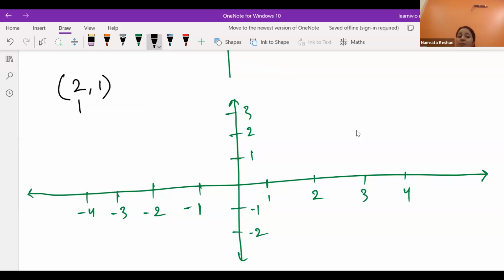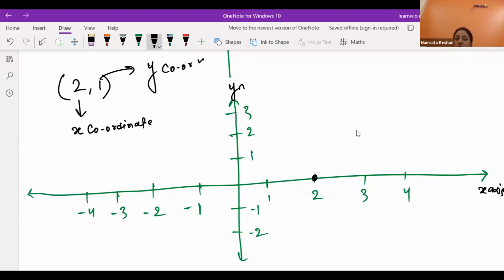Always the first one represents the x coordinate, and the second one represents the y coordinate. So we can see x is 2. Now on the number line on the x-axis, I will search where is 2. Okay, here is 2. And y is 1. On the y-axis, I'm going to search where is 1. Okay, here is 1.